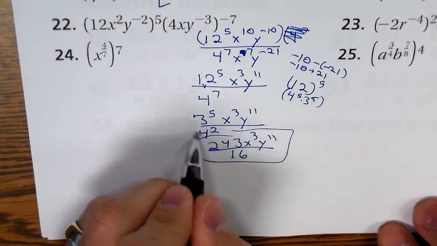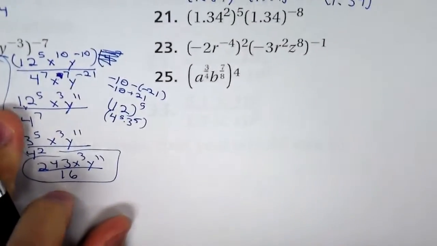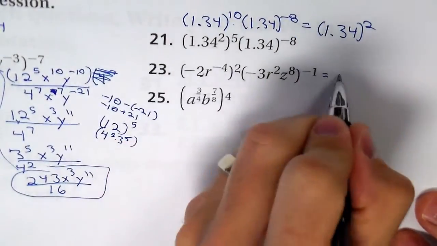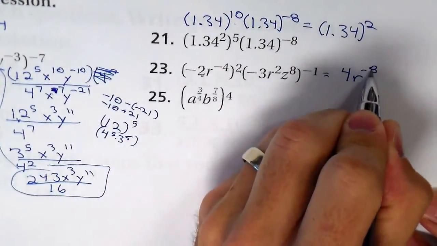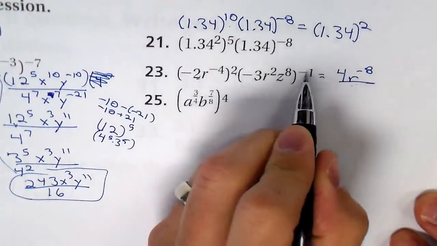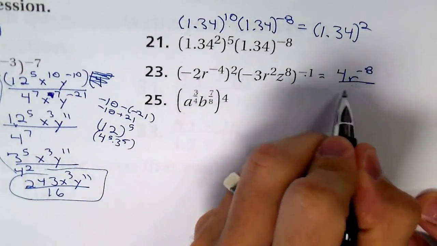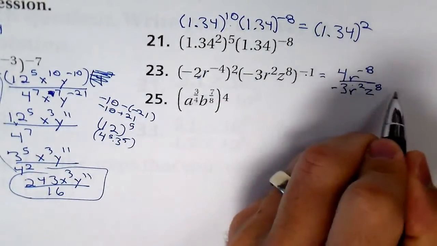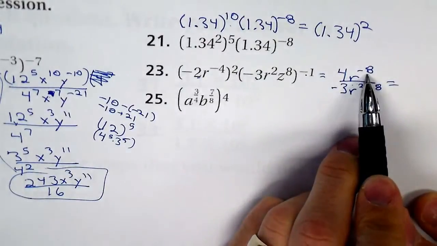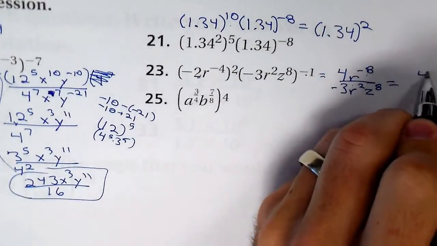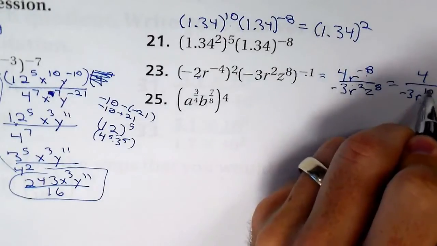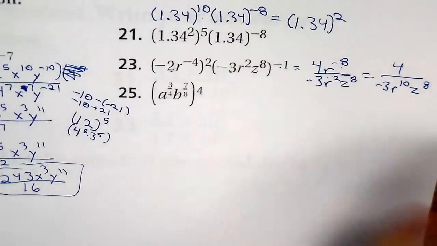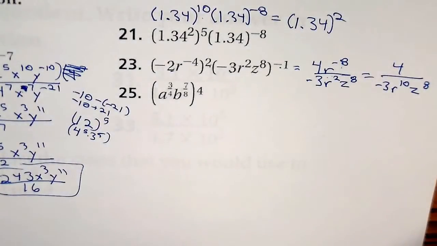And then again, this number 22. In 23, I'm going to distribute, and I get negative 2 squared is 4. Then I get r to the negative 8. Then that's going to be, take the negative fraction, make it positive, put them underneath, I get negative 3, r squared, z to the 8th. Now we look to simplify. If I took this negative 8 and moved it to the bottom, that's going to make it r to the 10th, z to the 8th. And we could have our answer as 4 over negative 3 r to the 10th, z to the 8th.